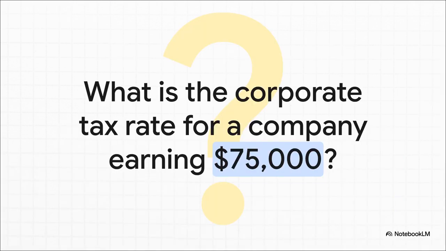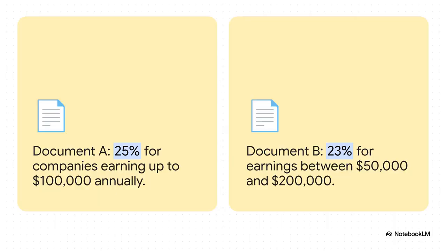Okay, let's start with what seems like a super simple question. A company makes $75,000. What's its corporate tax rate? I mean, you'd think that's a straightforward answer, right? But for an AI, well, the reality is often way more complicated. Because what happens when its knowledge base has two different documents that both seem to fit? Document A says 25%, document B says 23%. So which one is it? Suddenly, the AI has a problem, and that means you have a problem, because you're left with a mess of conflicting info instead of a clear answer.